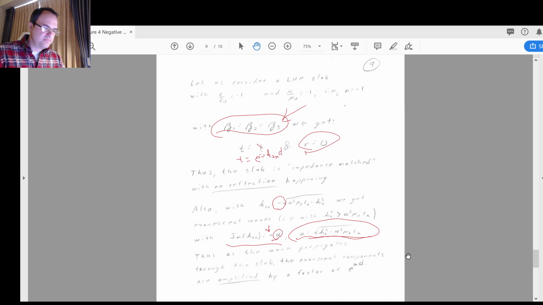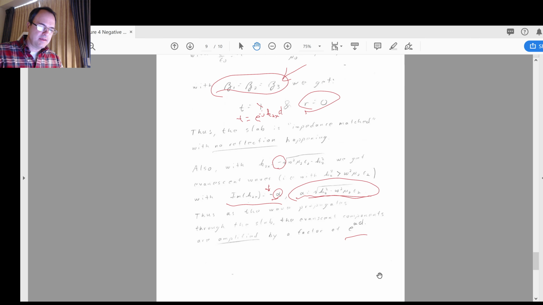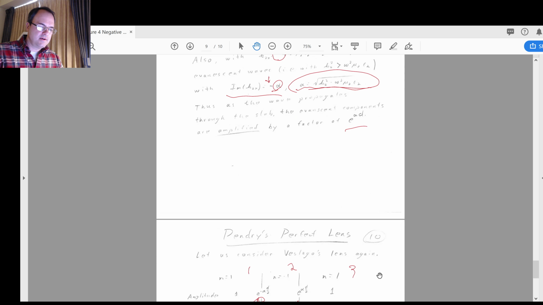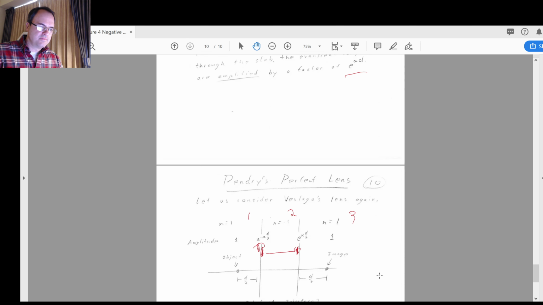So what this predicts, what this will show, is that as the wave propagates through the slab, the evanescent components are amplified by a factor of e to the alpha d. So the wave is growing by this factor in amplitude. Okay, so this was what really perplexed researchers, saying, well, that's really interesting.